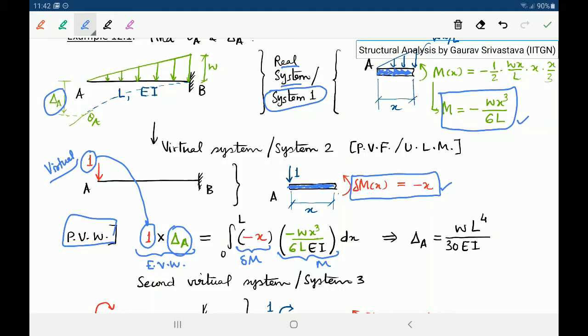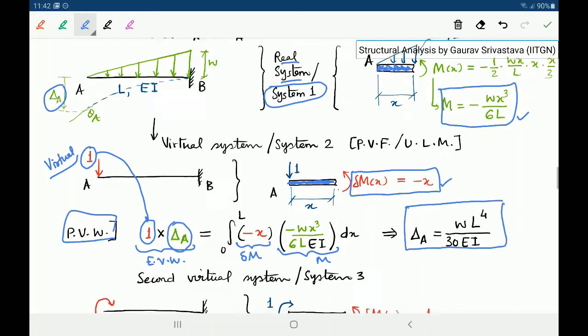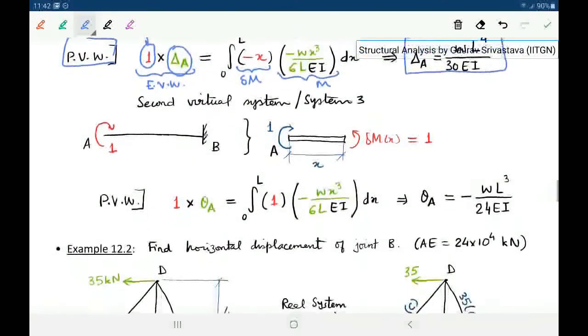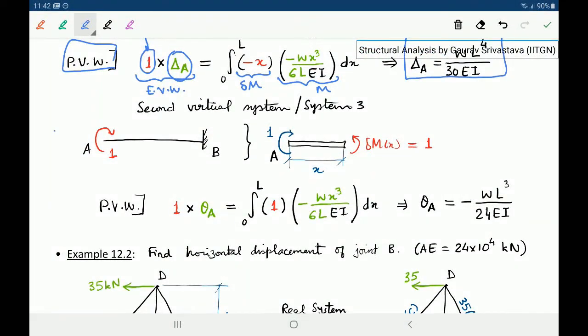So we can do this integration, and eventually we can find out what is delta A. Okay, so this is one way of finding delta A. Now similarly, if we want to find theta A, we need to consider a virtual moment at A. Okay, so here we are creating a second virtual system, or let's say system 3.